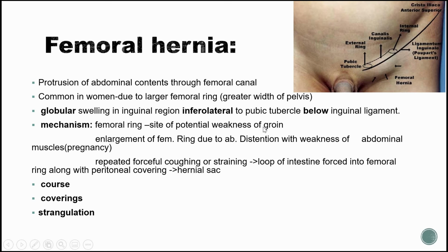This enlargement of the femoral ring can happen during pregnancy because of increased abdominal distension that causes weakness of the abdominal muscles, and also in cases of repeated, forceful coughing or repeated straining, which happens during weightlifting. What happens is a loop of intestine is forced through this ring, enters the femoral canal, and protrudes outside. So we'll talk about the cause, coverings, and also strangulation.